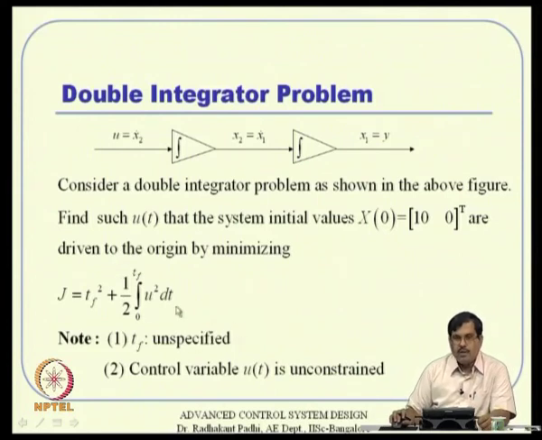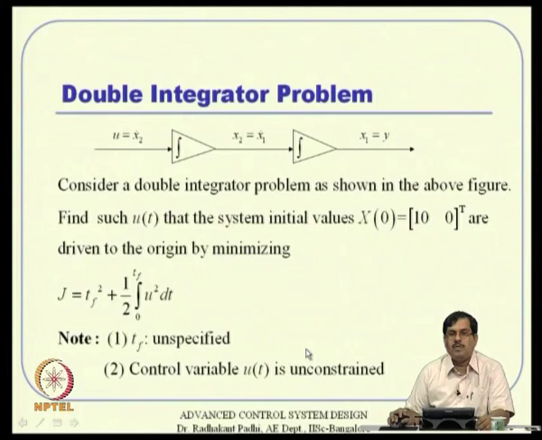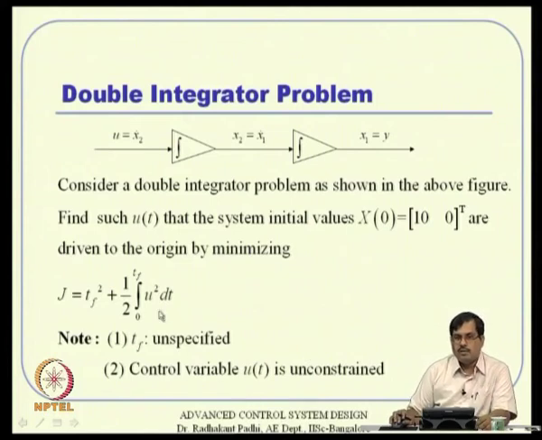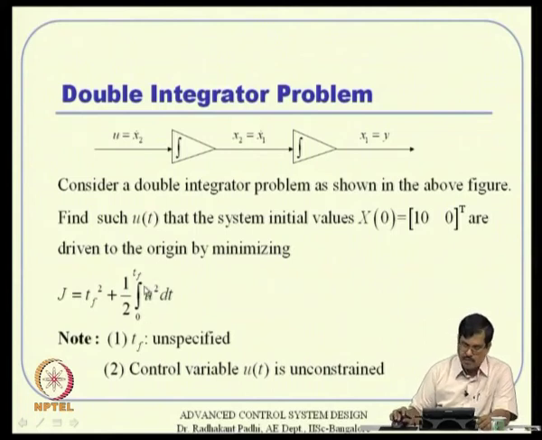So, what I told is that TF is unspecified, and the control variable that you are assuming here is unconstrained. That means there is no hard bound for the control magnitude actually. So, still we are minimizing this cost function. So, that is an indirect way of doing that using a soft constraint approach actually. So, that is what we are doing here. Okay. So, let us see how do we solve this.